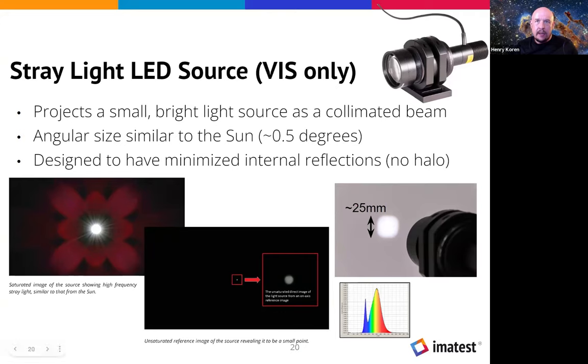This is an example of what that beam looks like projected on a gray card. It's about a 25 millimeter diameter beam, so if your lens is larger than that, it might not be the right source. We're also working on a new source that has improved spatial uniformity and infrared options. That'll be coming out probably this first quarter.